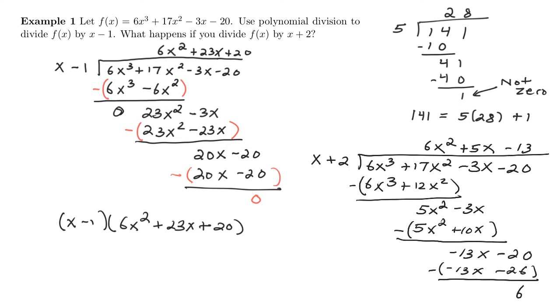All this work means you cannot factor x plus 2 out of the original function. But you can factor out an x minus 1, and again, the reason for that is we got a remainder of 0 in our first division, and we got a remainder of 6 in the second one.